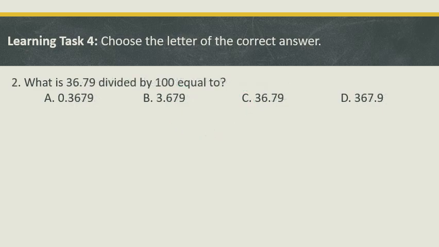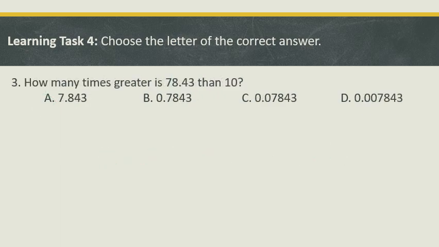Number 2, so 36 and 7900 ten-thousandths divided by 100. Ilang zero ang 100? Dalawa. So, move tayo. Simula sa decimal point natin, papuntang kaliwa ng dalawa. 1, 2. So, kaya siya magiging 0. So, ito ay magiging 0.3679. So, letter A.